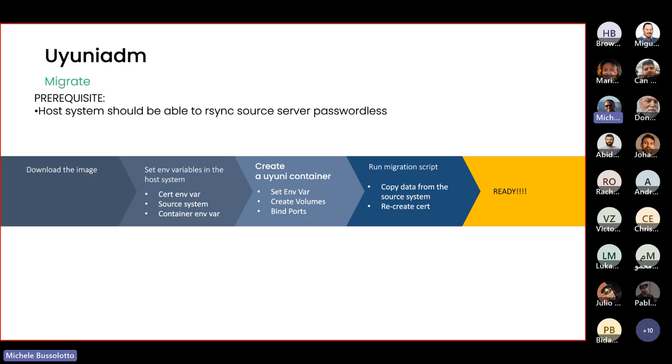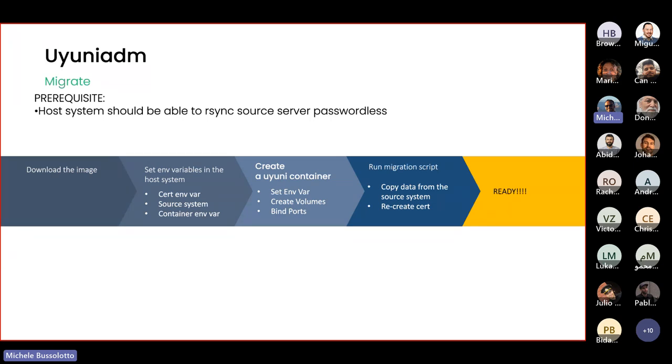And another important command that we created is migrate. As I said, migration means that we would like to move an installation from a server to a container. We need something before running this migrate tool. We need the host system to be able to rsync the source server without any password. We already have a procedure for doing that, but if you remember some other procedure, feel free to suggest it. It's nothing written in stone, as I said.